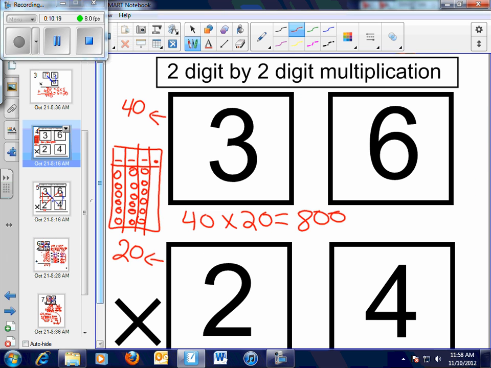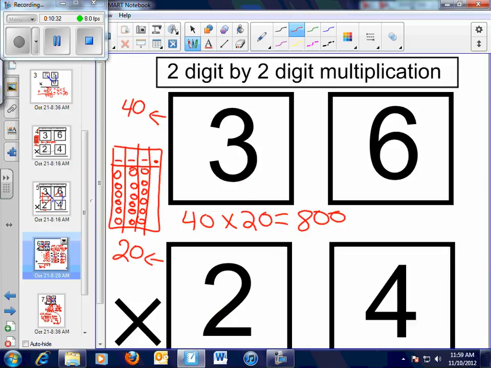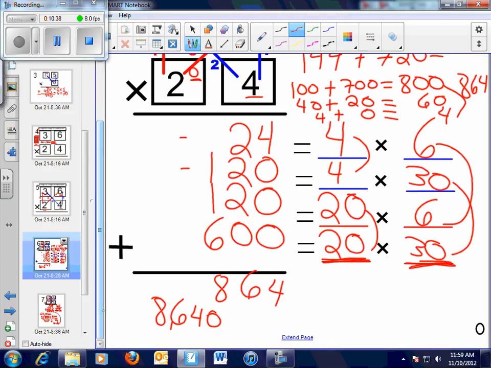If I had gotten a different answer entirely, if my work had yielded a result that was 8,640 because I moved my numbers over somehow or made a mistake somewhere, then I know I could go back and check that. My reasonable answer of 800, that's my guide, that's how I check my work. Then 8,640, I'm way off. I've got to go back and do something again. I've got to go check something.